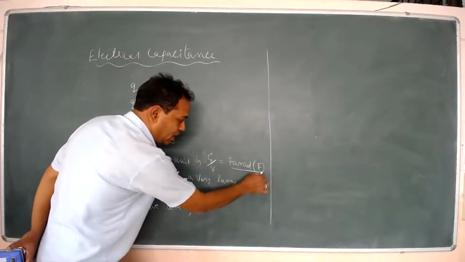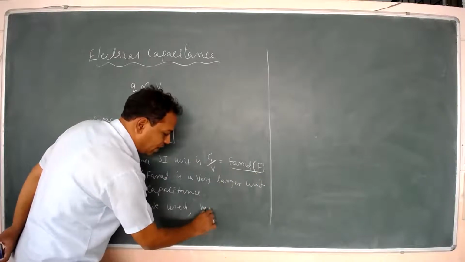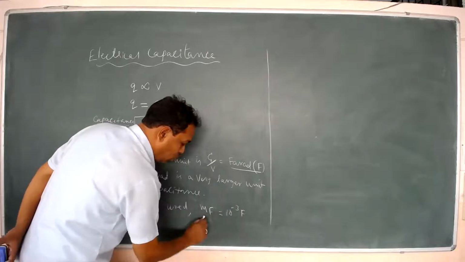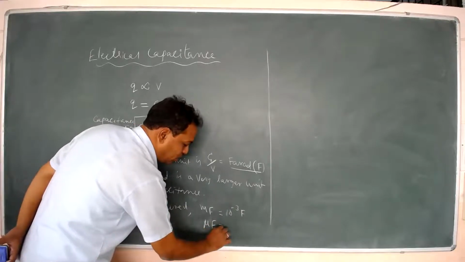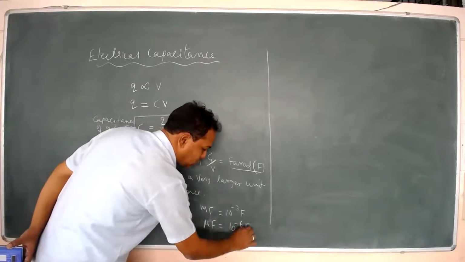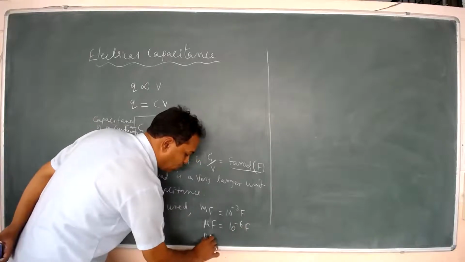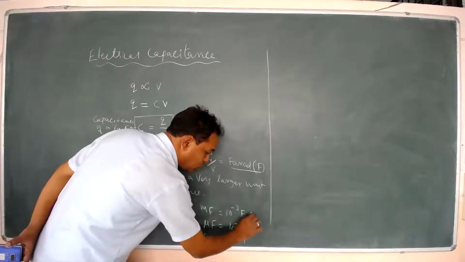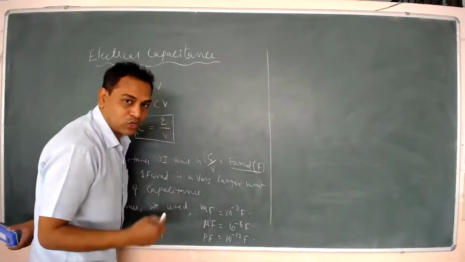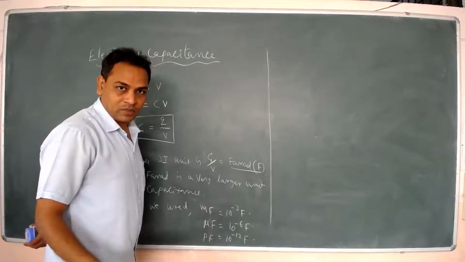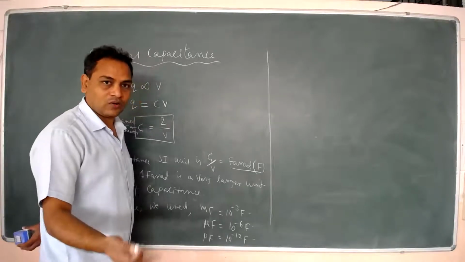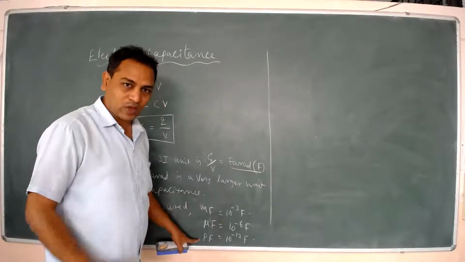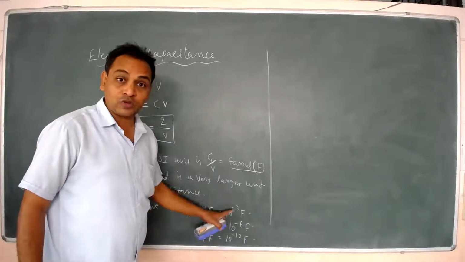Instead of farad, we use millifarad, that means 10 power of minus 3 farad, or microfarad, which is equal to 10 power minus 6 farad, or picofarad, which is equal to 10 power of minus 12 farad. These are the smaller units which we use practically, in our books. We use only milli, micro, pico, in terms of 10 power minus values.